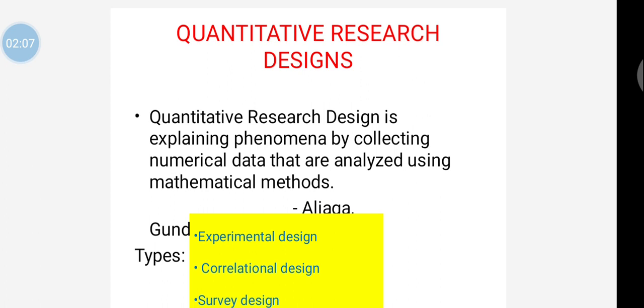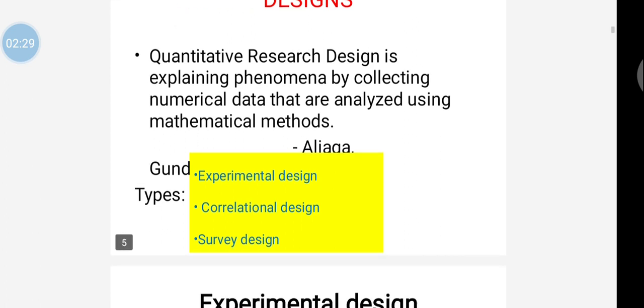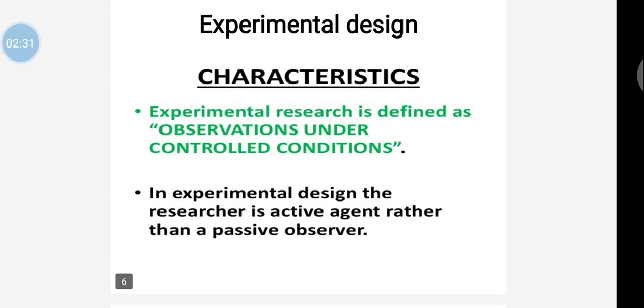Now, let us see about quantitative research designs. Quantitative research design is explaining phenomena by collecting numerical data that are analyzed using mathematical methods. There are three types of quantitative research designs. One is experimental design, second one is correlational design, third one is survey design. First, let us see about experimental design.